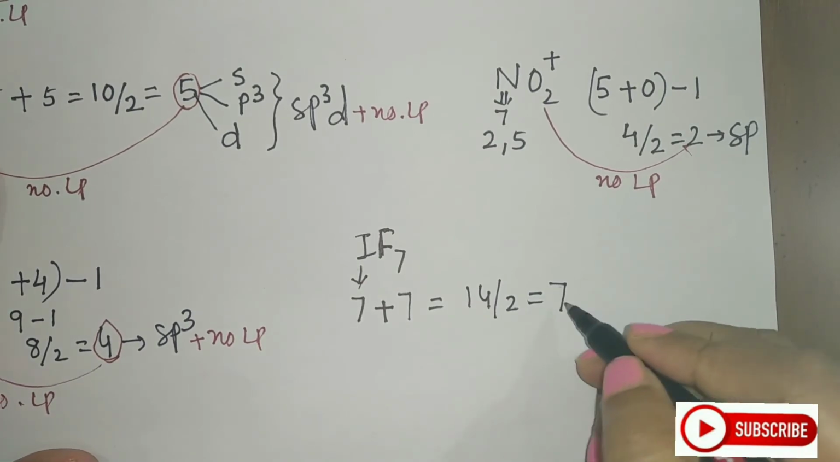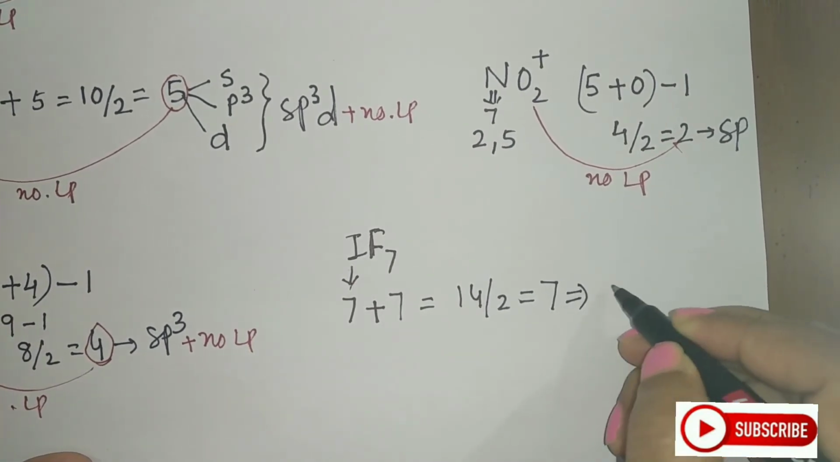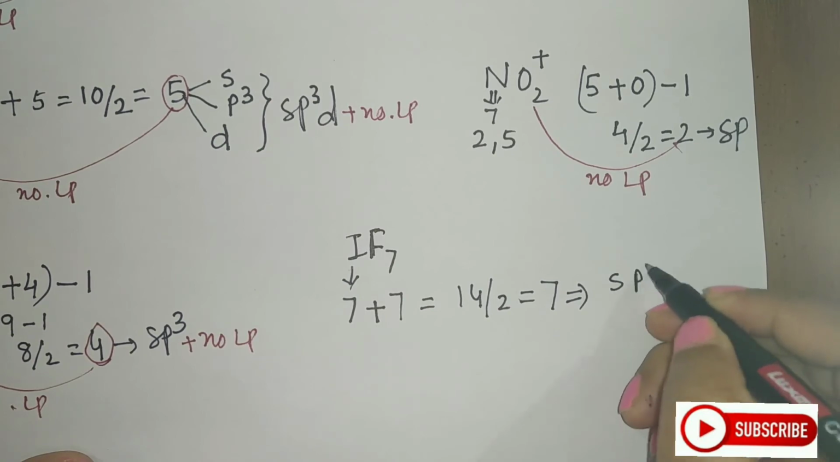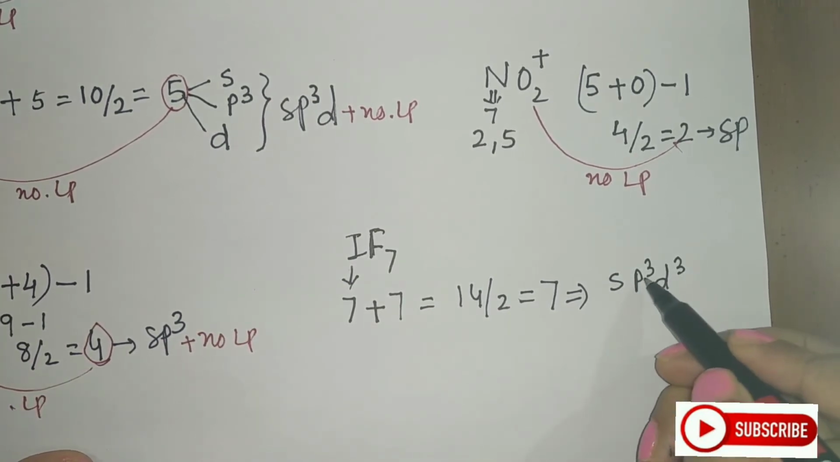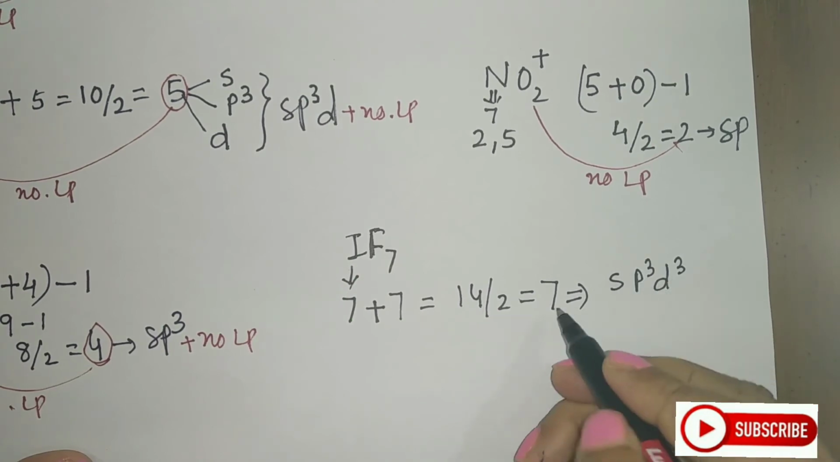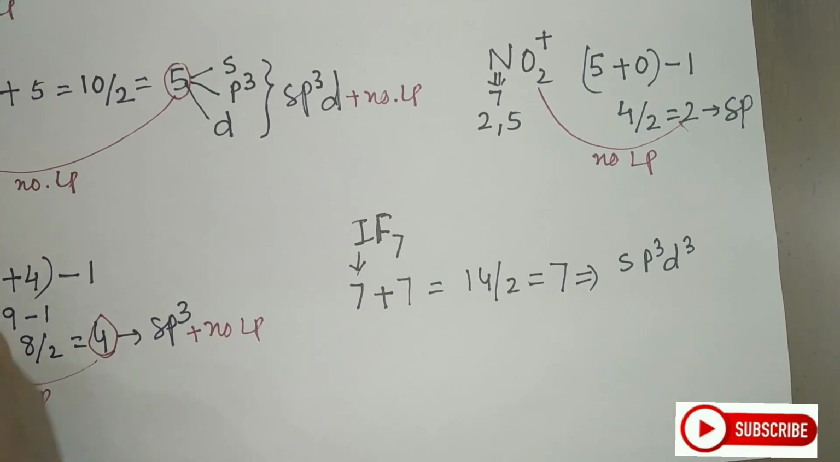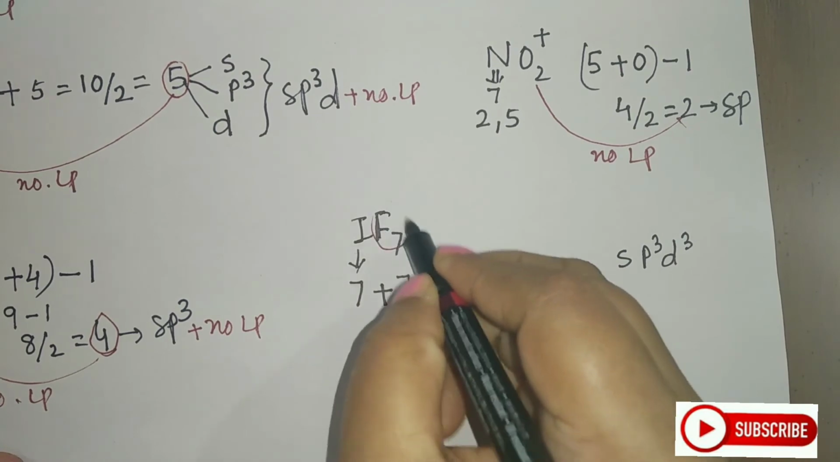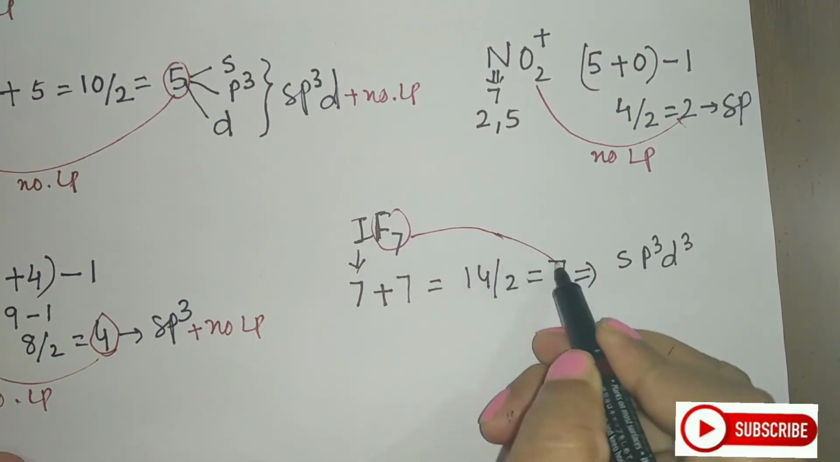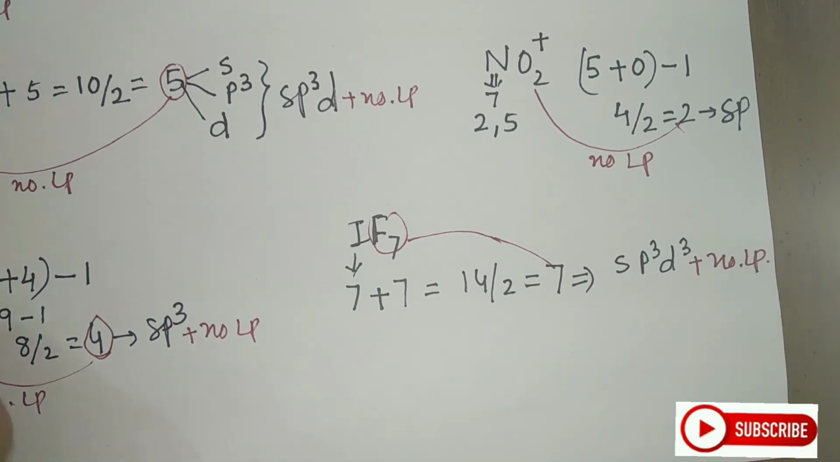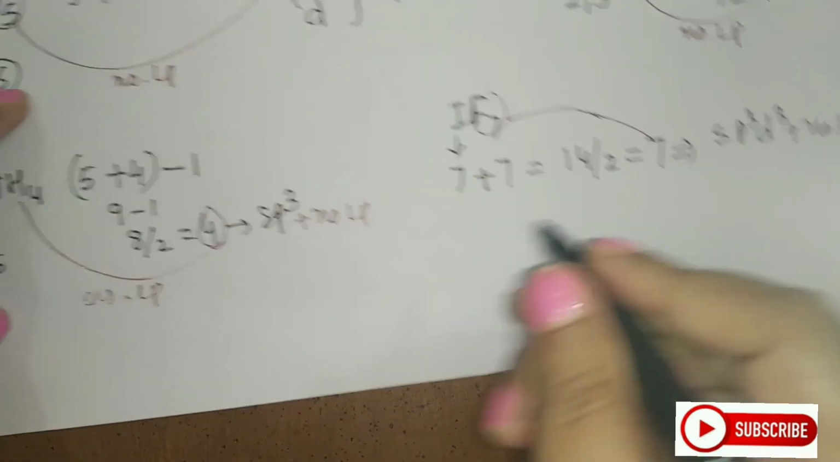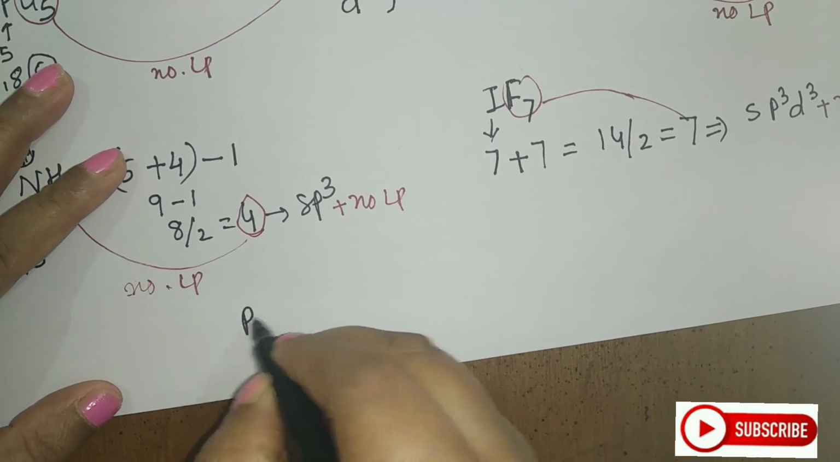Now let us see what will be the hybridization. So it will be s, then it will be p3, 4 I have used. Now next is d3. So 3 and 3, 6, and this one is 7. So let us try for the number of lone pairs. If I check this 7 and this 7, so there is no lone pair in this molecule.